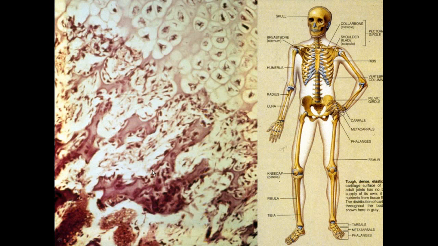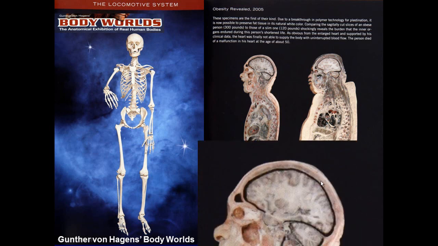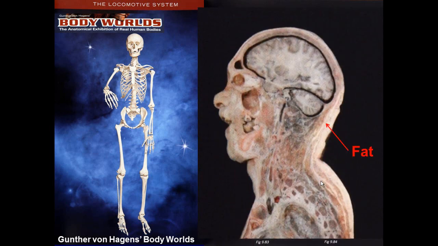Cartilage and bone. Here we can see bone, and at the end of bone we have cartilage, even in the adult. So again, if we look at these body worlds specimens, you can see this is an individual that's 120 pounds, and this guy is 300 pounds. You can see the fat deposition on there, which is connective tissue. So fat is connective tissue, and that brings us to muscle.